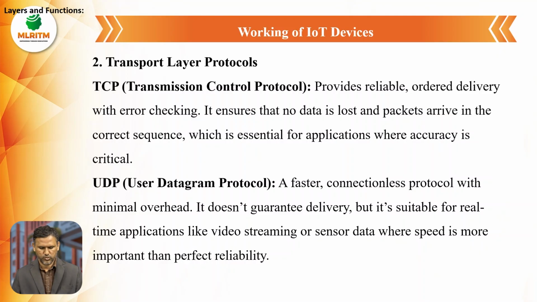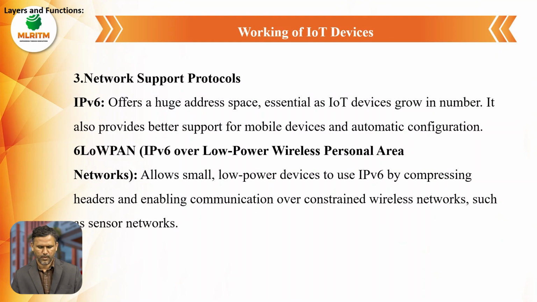Next, UDP, User Datagram Protocol. It is a faster, connectionless protocol with minimal overhead and no guaranteed delivery, but it is suitable for real-time applications like video streaming and sensor data, where speed is more important than perfect reliability. So the network support layers are IPv6 and 6LoWPAN.